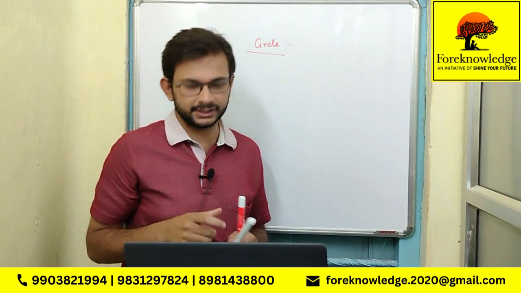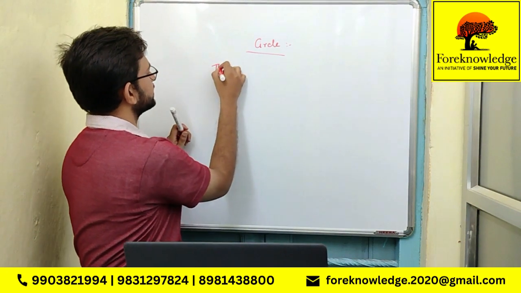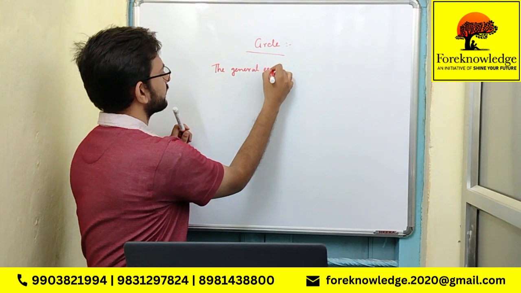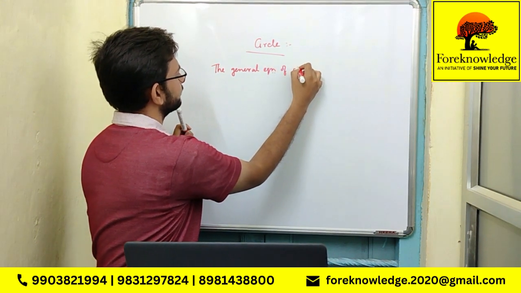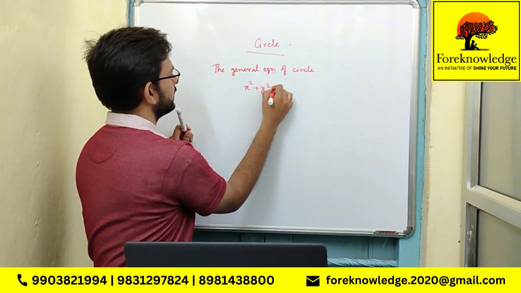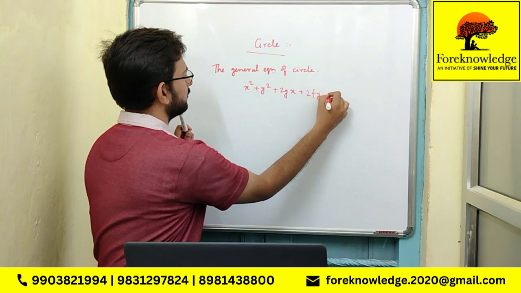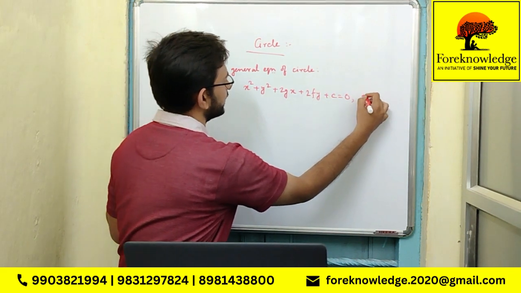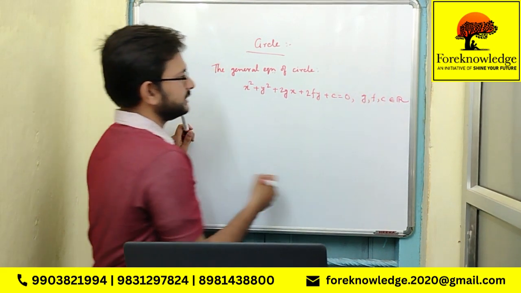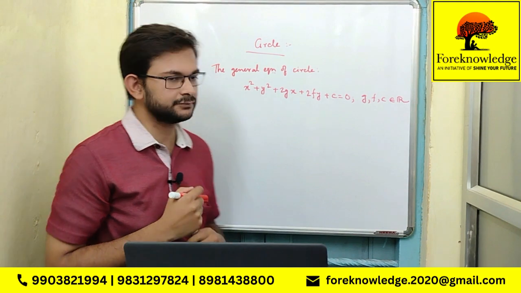the center and radius of a circle? The general equation of a circle is given by x square plus y square plus 2gx plus 2fy plus c equal to 0, where g, f and c are real numbers. This is the general equation of a circle.